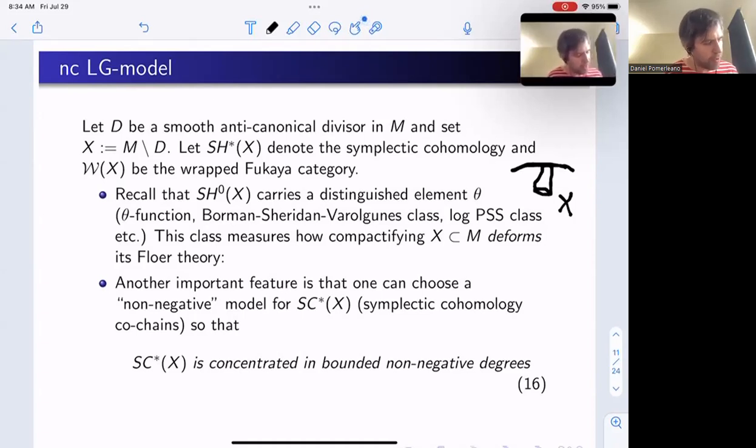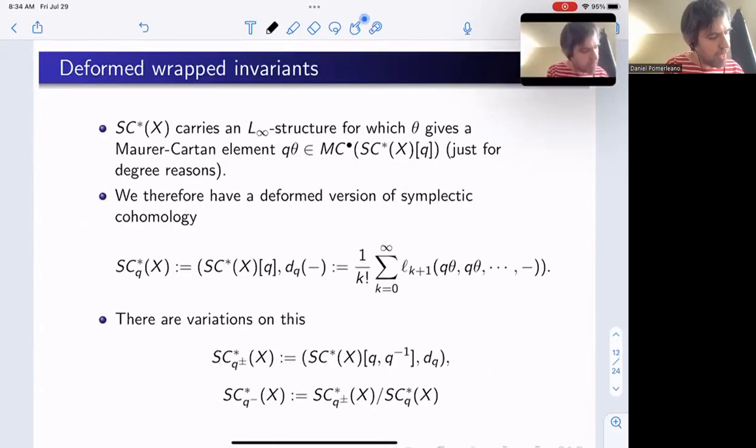And it corresponds to the fact that Hochschild homology of a variety lives in non-negative degrees. So you can find a model where the symplectic homology lives in finitely many non-negative degrees. I think it's an important shadow of algebraic geometry on the mirror side. So these are the two basic things that we want to use.